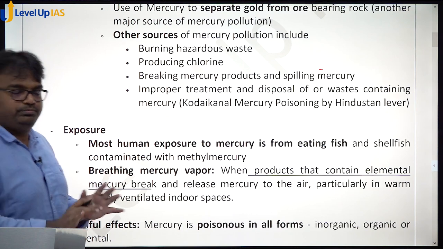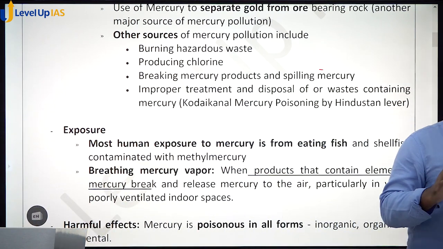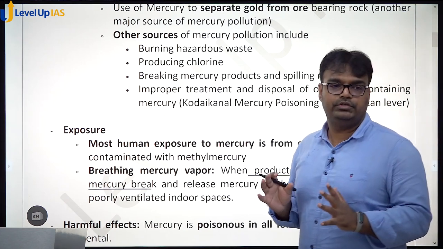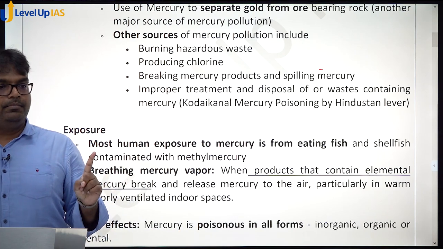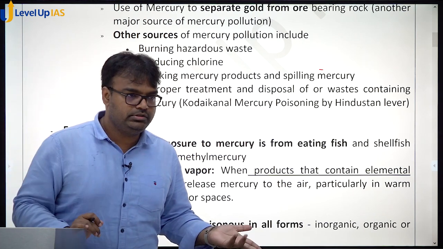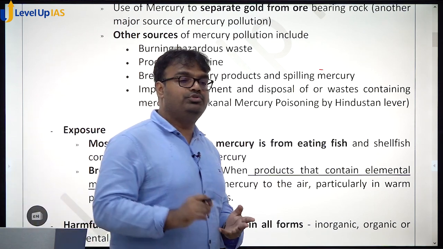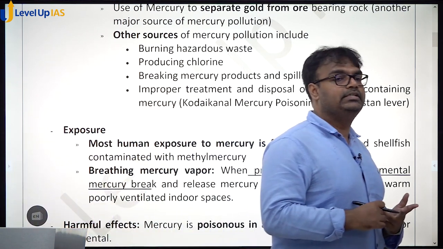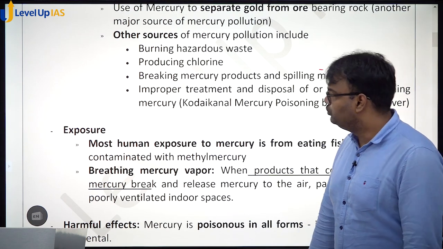Okay, so I hope you are able to understand various sources of mercury pollution. So it is naturally available in the earth's crust. It's naturally there in ocean. Earth's crust mein bhi to wahan bhi hoga. But the most important source of pollution is coal, and then there are these industrial or accidental sources.